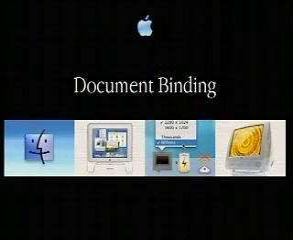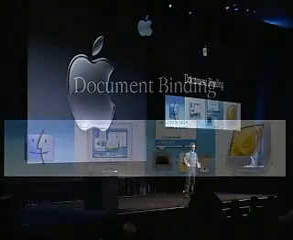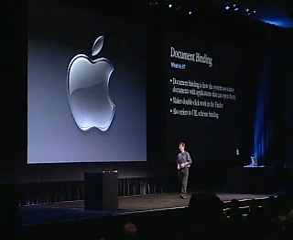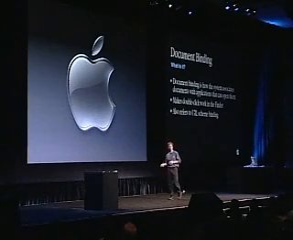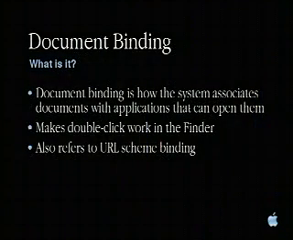And that brings us to the second half, document binding. So that's great. The system knows all about your application now. If you have a property list, we look at that. If you have a plist resource, we look at that. Or if you're a single file application and you have BNDL and FREF resources and kind resources, we still look at that. And we have all this information about what your application can do.